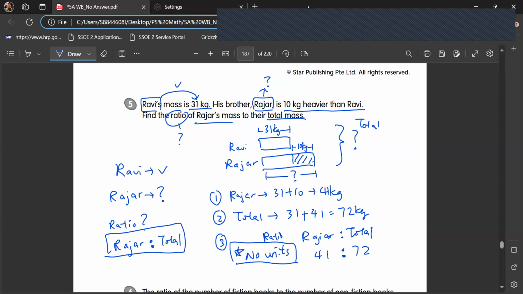Can this be simplified? No. So the answer will be here. Can I divide by 2? No. Can I divide by 3? No. Can I divide by 4? No. Can I divide by 5? No. Then it cannot be simplified, so this is the final answer.